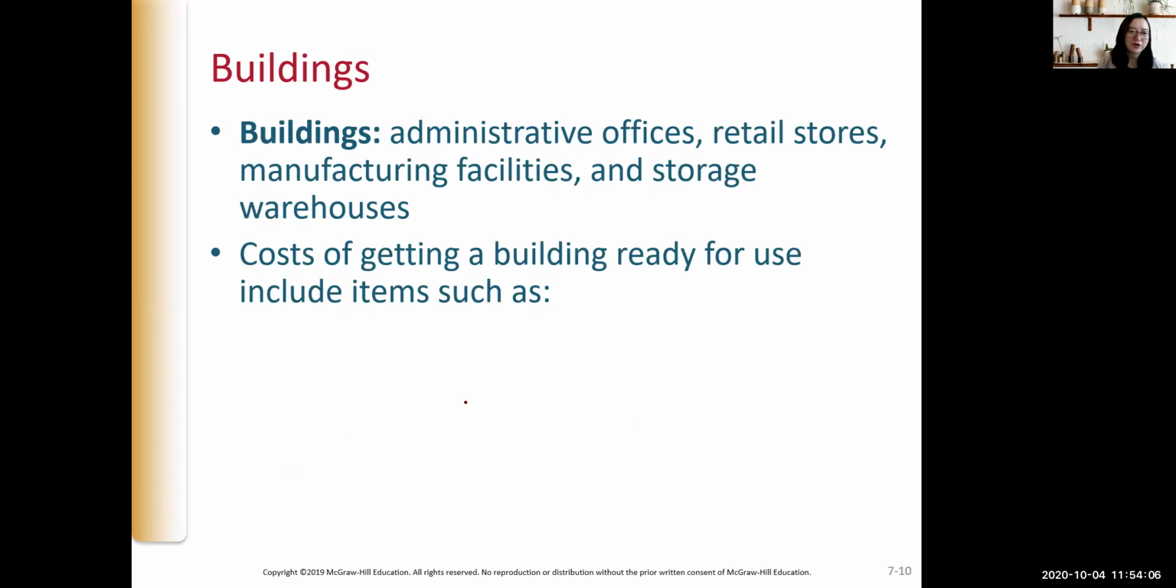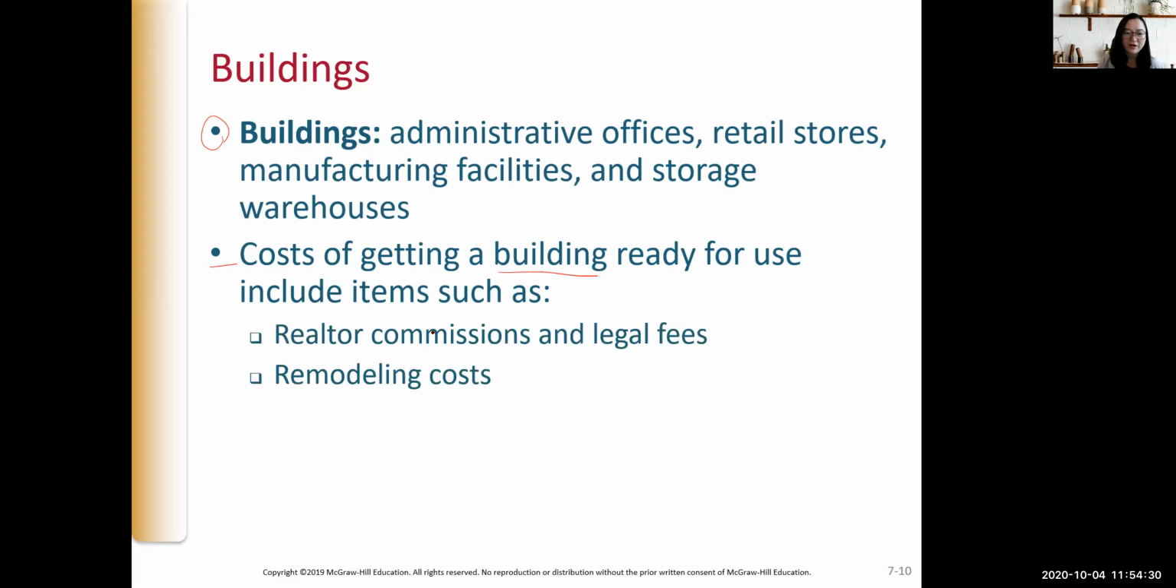Okay, next one we talk about buildings, which is very common. Buildings such as administrative offices, retail stores, manufacturing, and storage warehouses. And those things that you bought at a cost, say they charge you $500,000 for it. At the same time, you also need to include in the cost of getting that building ready for the use that you intended. For example, realtor commission, remodeling costs, okay?